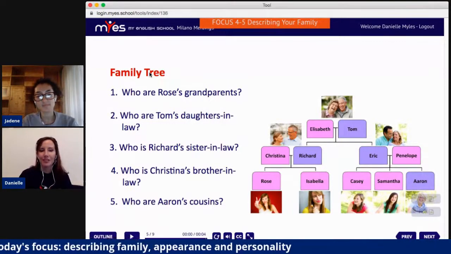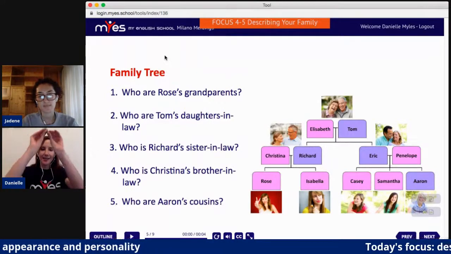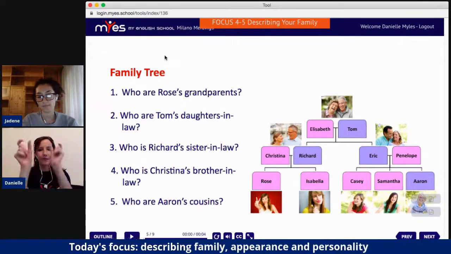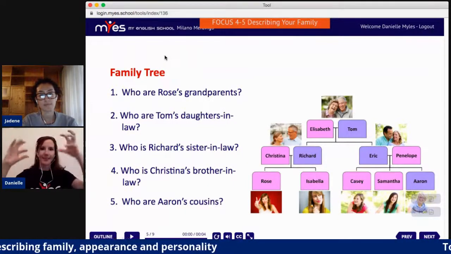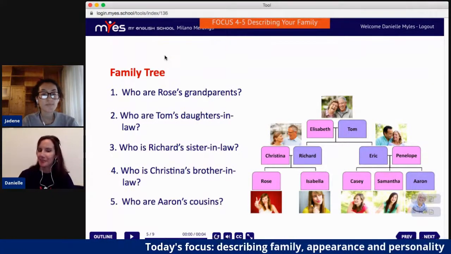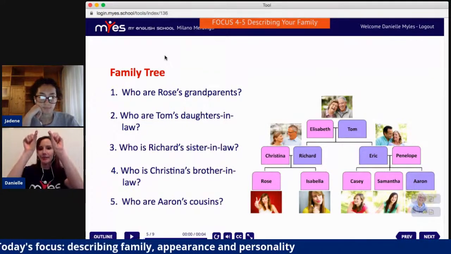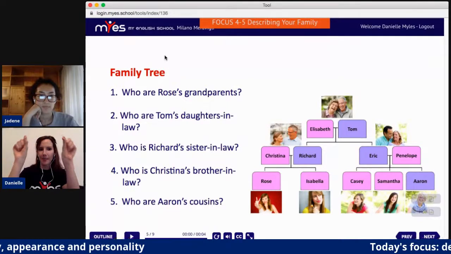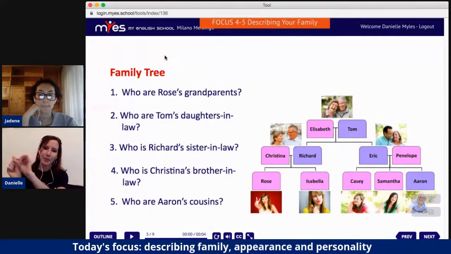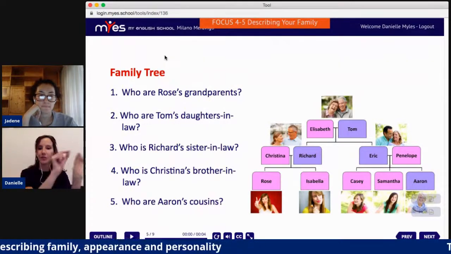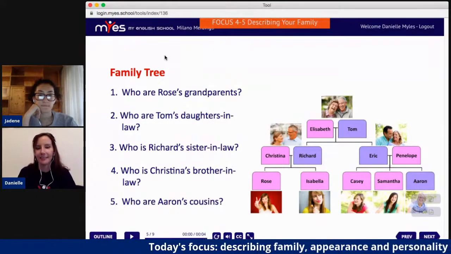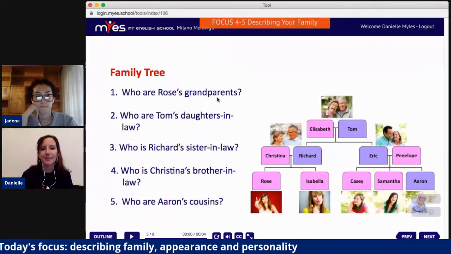We have a family tree. So this is a diagram that shows every part of your family, every person in your family, and how they connect with one another. So here we have an example of a family tree. At the top, we have Elizabeth and Tom. Then we come down, Christina and Richard, Eric, Penelope. Then we have Rose and Isabella. And then Casey, Samantha, and Aaron. And here we have some questions about this family tree.